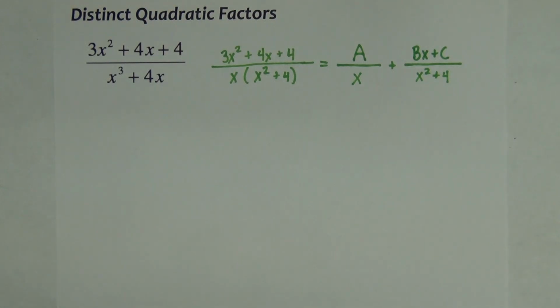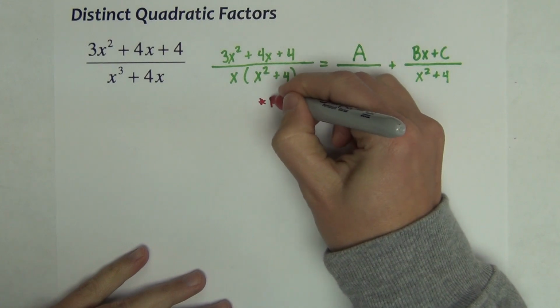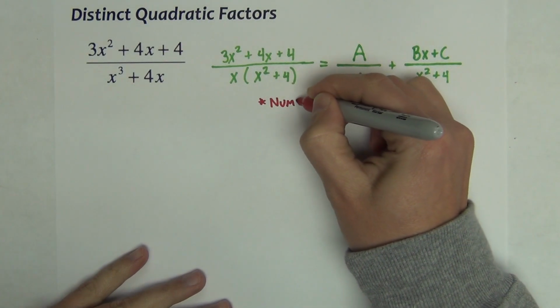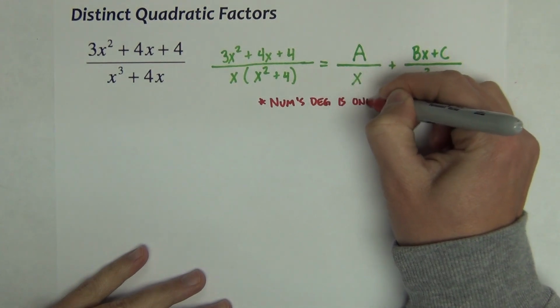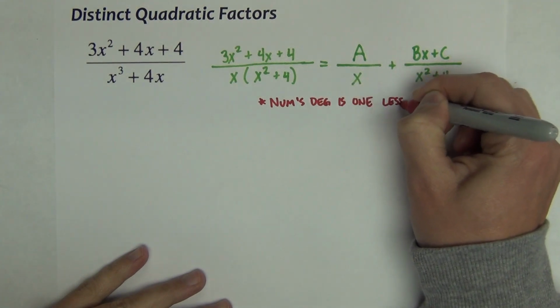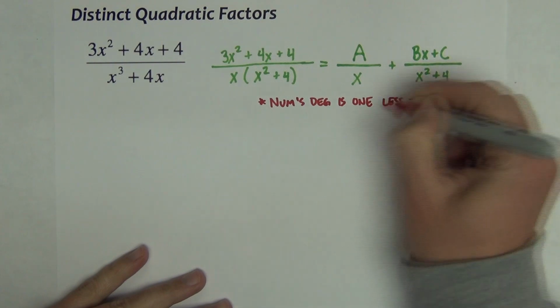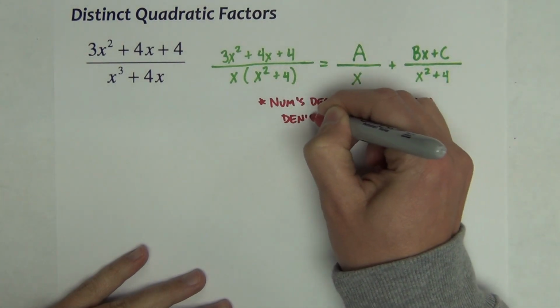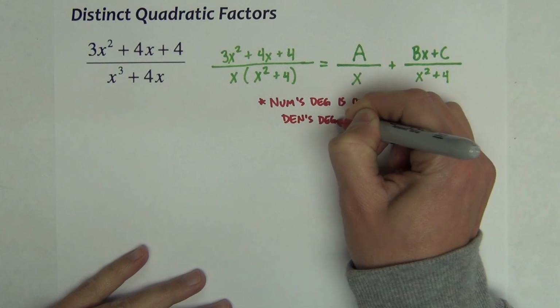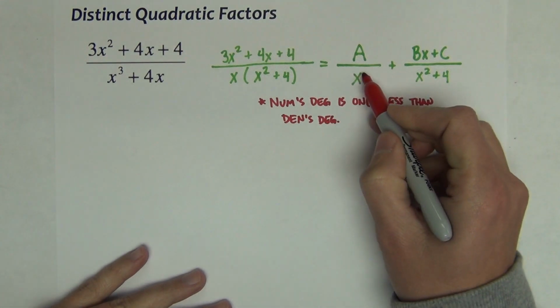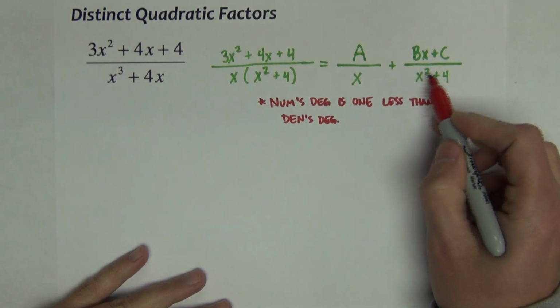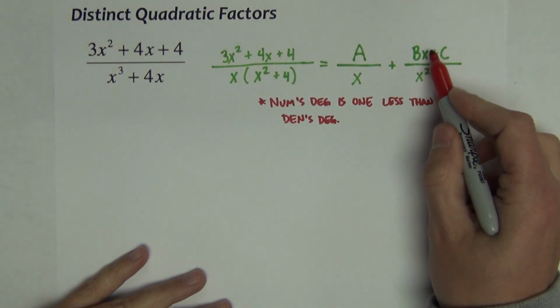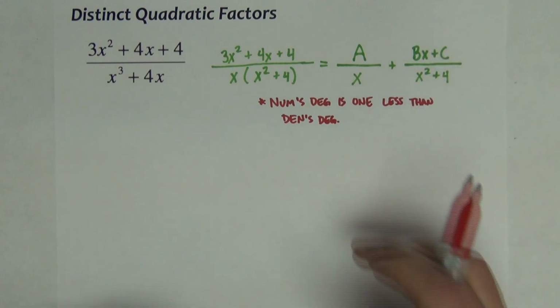Okay, you might remember it maybe like this: the numerator's degree is 1 less than the denominator's degree. So this x to the first gets just a constant, as that's an x to the 0. This x squared gets an x to the first. We want 1 degree less up in the numerator.